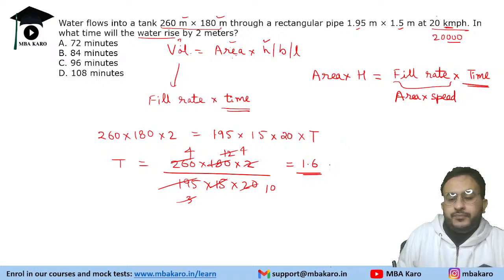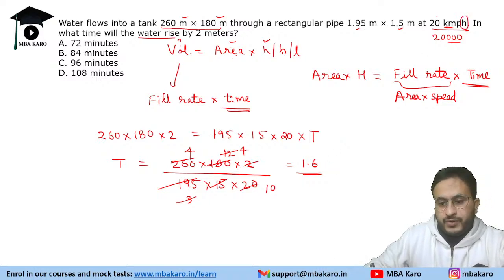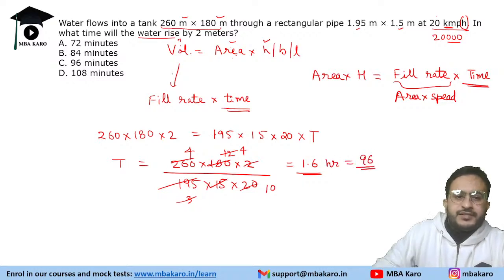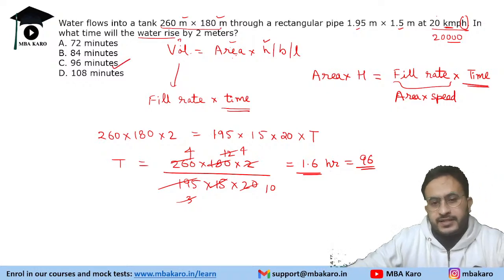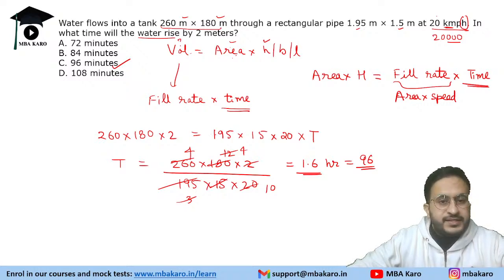So time is 1.6. Now we are discussing everything in terms of hours. So that is 1.6 hour, which is equal to 96 minutes. So the answer is 96 minutes. So you just have to frame equations and solve for the variable. Okay, so you got 96 as the answer. That is right.